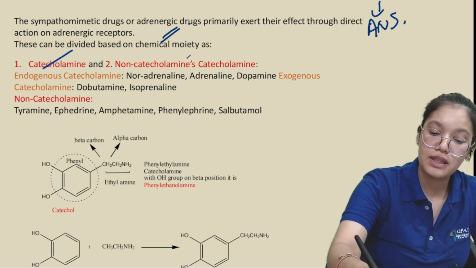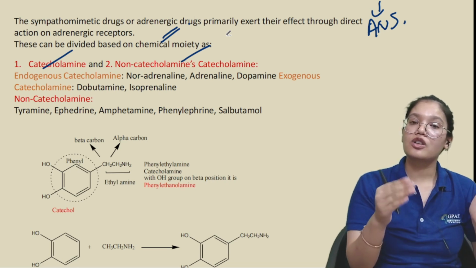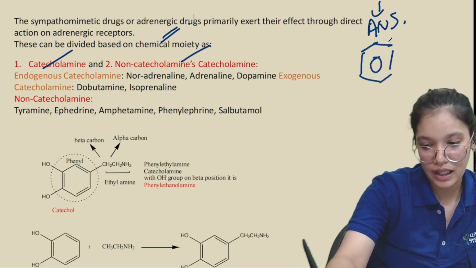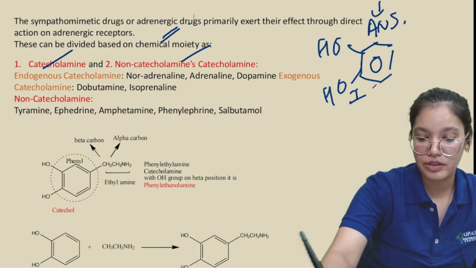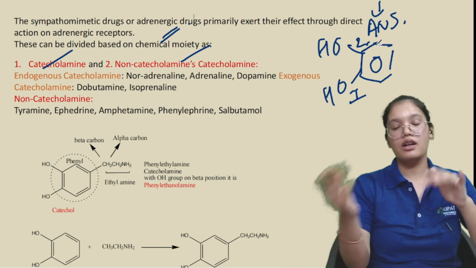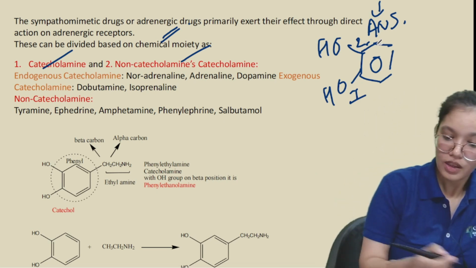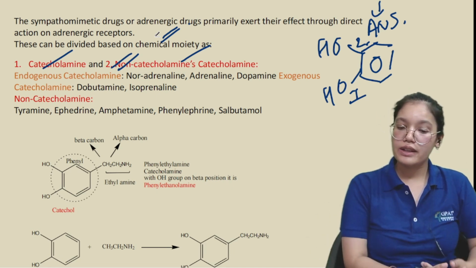Now, if we talk about the chemical moiety, based on that, it is divided into two types, that is the catecholamines and non-catecholamines. Catecholamines contain a catechol ring in their structure. What is a catechol ring? It is basically a phenyl ring that has two hydroxy groups attached to it at first and second position. So this is a catechol ring that is contained by the catecholamines. Non-catecholamines do not contain a catechol ring in their structure.